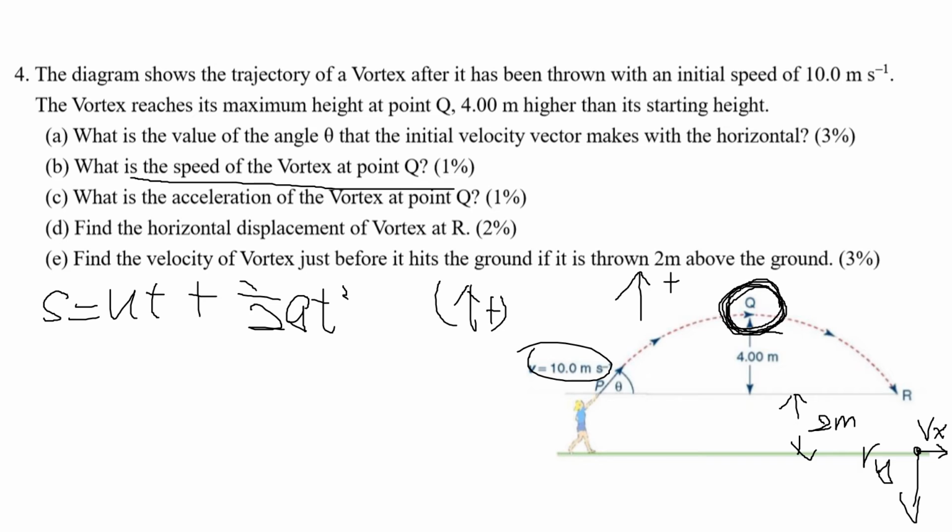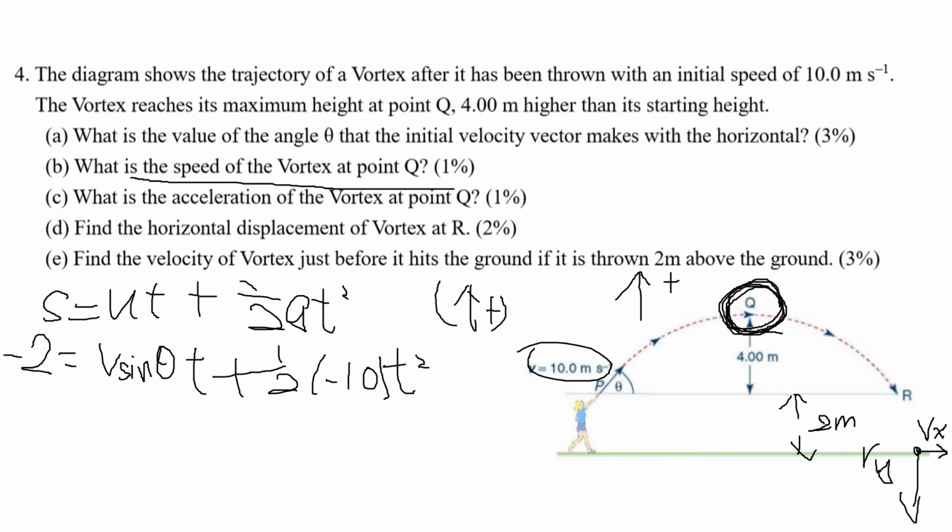So the displacement now becomes -2 because you are going down. The initial velocity is v sine theta, times t, plus 1/2 gt squared. So -10. You should write -9.81, but I don't want to write so many numbers. And then t squared. Once you solve for t, you can use Vy equals Uy plus gt. Then you can find the final velocity of y, or you can use these equations directly.